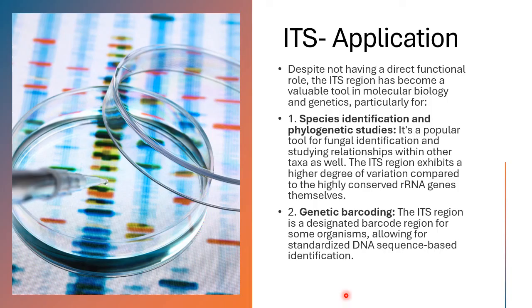So the ITS region also has a designated barcode region for some organisms, which allows for standardized DNA sequence based identification. Genetic barcoding is a region which is designated for identification of some organisms. It allows these organisms to be identified easily because of the barcoding.